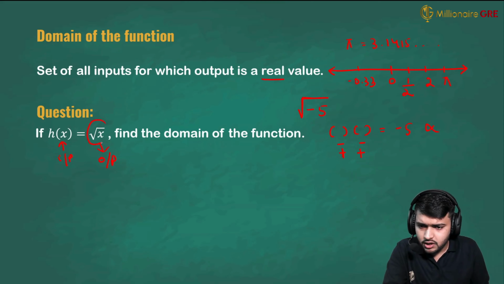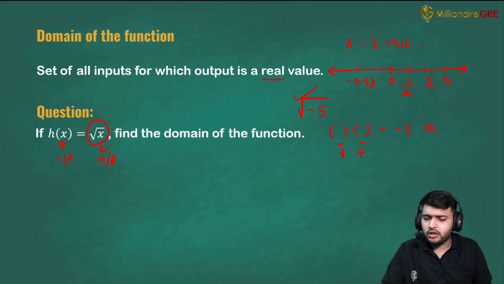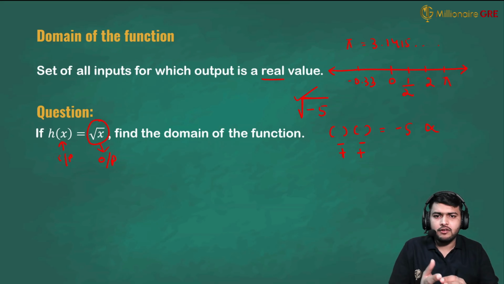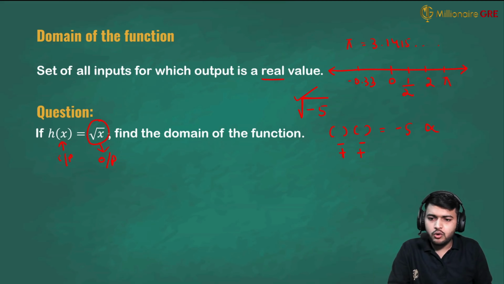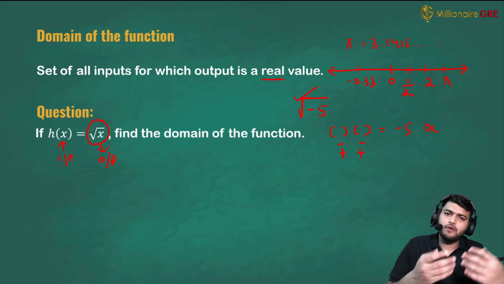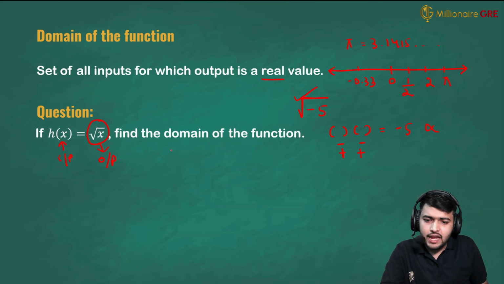Now if you think about it, root of anything cannot take a negative number as its input, because then you will not get a real value as the output. Root of minus 5, as we have seen, is not real. So here the input, or the value of x, cannot be negative, but it can be any non-negative number. Because root of 0 is real, root of 3 is real, root of 3.14 is real. So x can be any non-negative number.